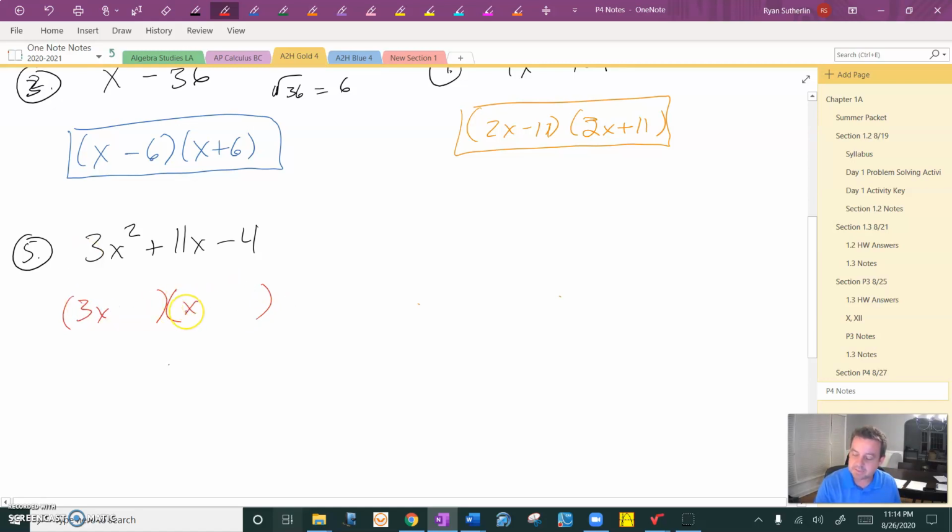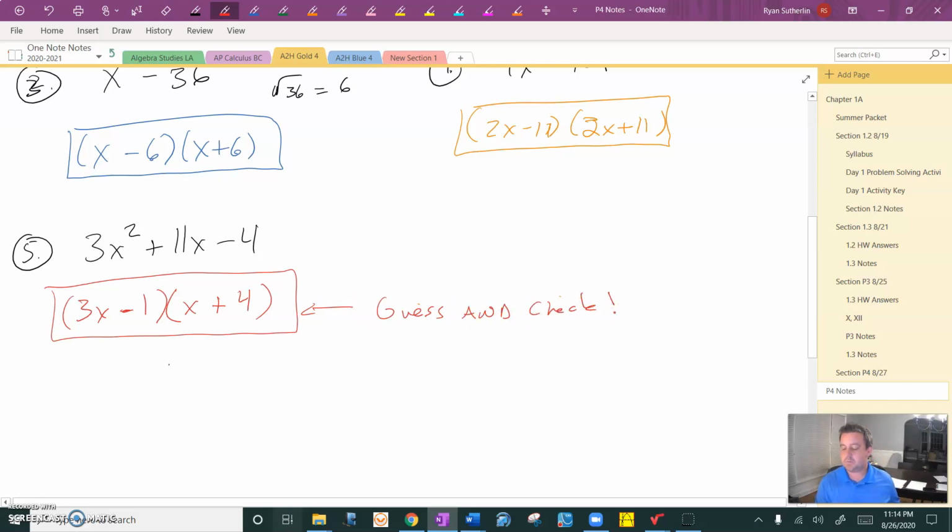So if I do 3x and x, what I need to do is use my factors of 4 so I get my middle term to be positive 11. Well, I know if I do 3 times 4, that's going to get me to be 12. And then if I do a minus 1 here, that will give me my middle term. And what's nice about that is you just play with the number puzzle and you get it to work.